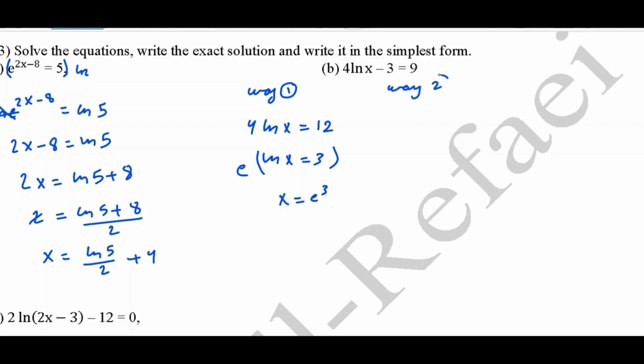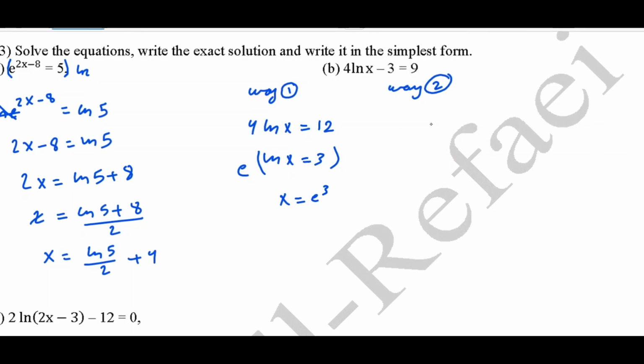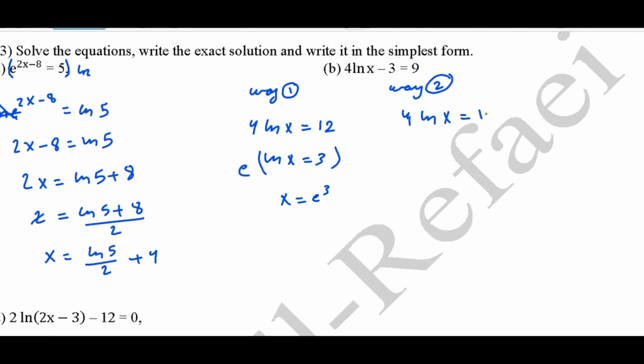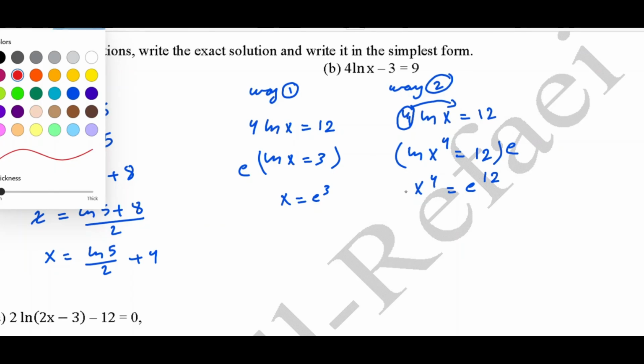Let's move to another way. Way 2. I'm going to move 3 to the other side. 4 ln x equals 12. I'm going to move 4 to be a power. ln x to the power 4 equals 12. Then I'm going to multiply by e. So x to the power 4 equals e to the power 12. Be careful. To cancel 4 as a power, I have to use the fourth root. The fourth root.